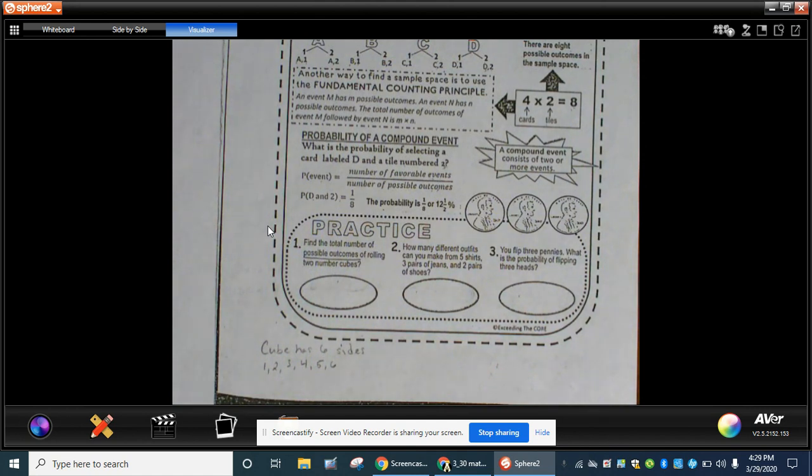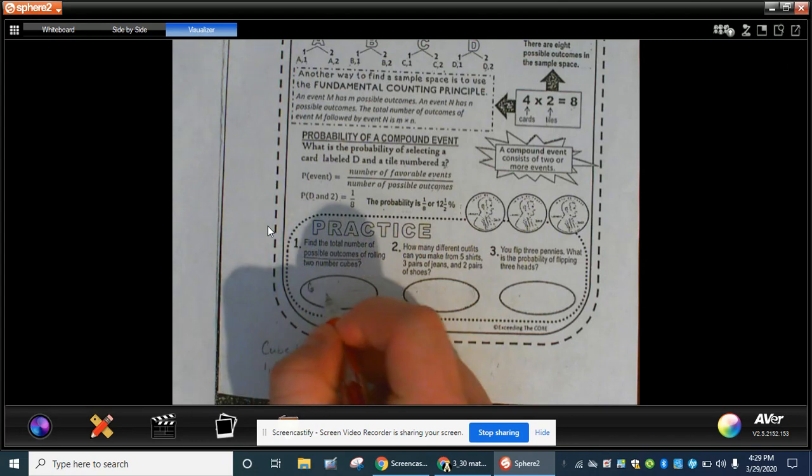Well, the outcomes of the first number cube are 6. I can roll 1 through 6. Those are my possible outcomes. If I do that twice, I have 6 outcomes for the first cube and 6 outcomes for the second cube.